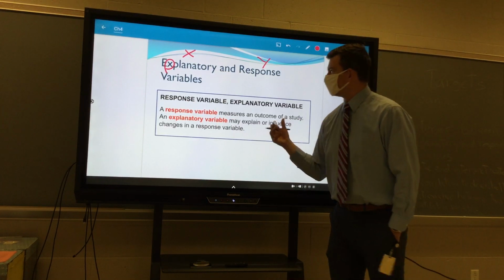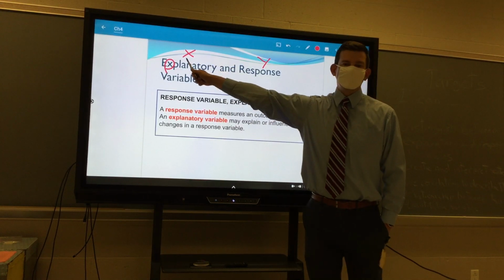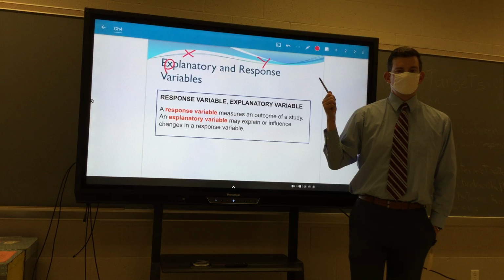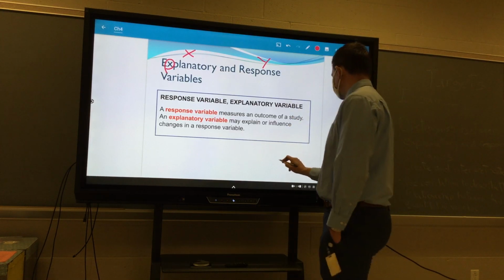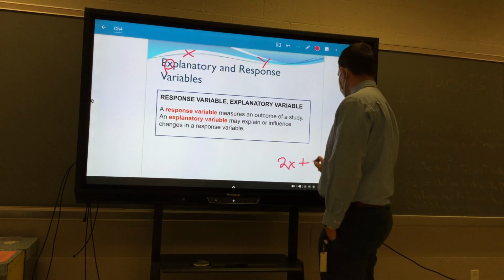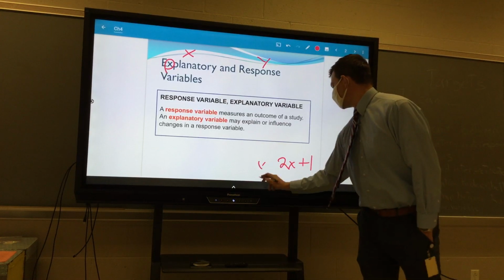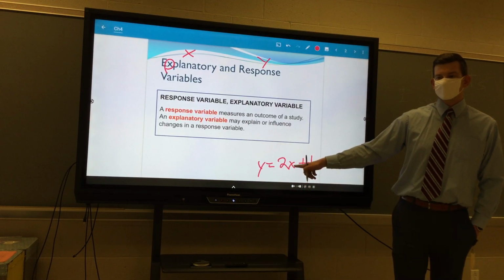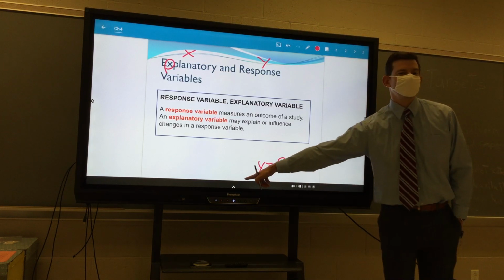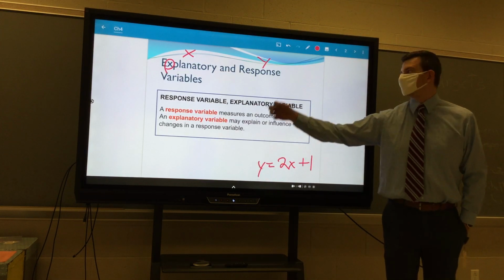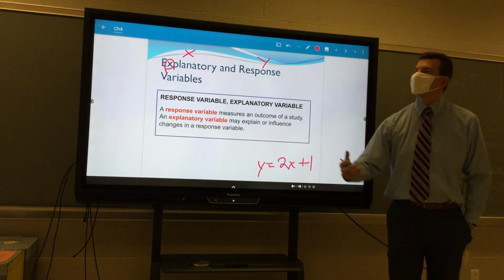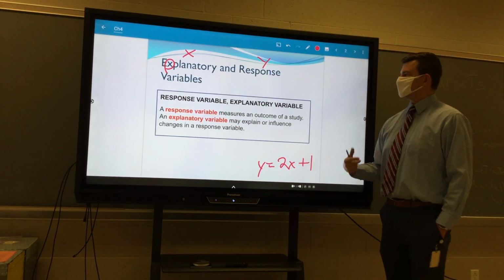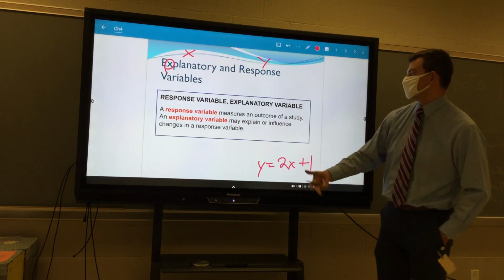In algebra, you refer to this as the independent variable, and y as the dependent variable, right? If you have an equation like y equals 2x plus 1, whatever I put in for x dictates what's happening with y. So x is the independent variable, and y is the dependent variable. It depends on something else.